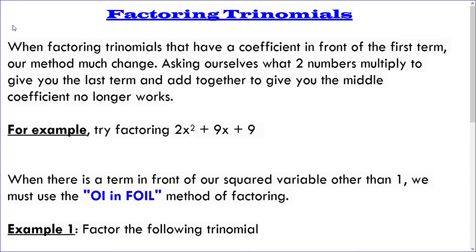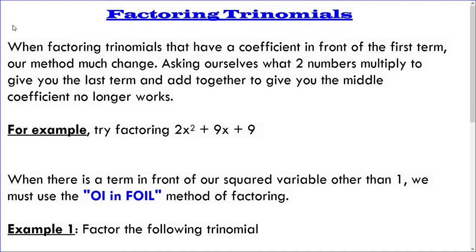Alright, so next we're going to take a look at factoring trinomials, and we've already taken a look at how trinomials can be factored out when the coefficient value really is 1 or when we can see a common factor. But when we're factoring trinomials that have coefficients in front of the term that isn't 1, then we have to change our method a little bit in how we do this.